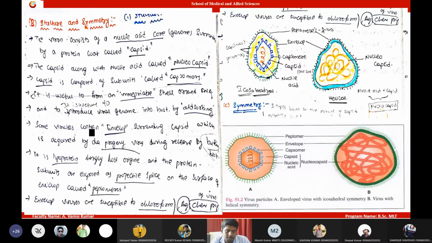Okay, then let us see these points now. The virion consists of nucleic acid, which can be either DNA or RNA, and the outer protein is called capsid. The capsid along with the nucleic acid is called nucleocapsid. Capsid is composed of subunits called capsomers. It is useful to form an impermeable shell around the DNA or RNA, and also it is useful for insertion of DNA during adsorption. Some viruses contain an envelope surrounding the capsid. They are called enveloped viruses, and others are called non-enveloped viruses. On the surface of this envelope, we will find protein spikes called peplomers. Enveloped viruses are susceptible to chloroform and alcohol agents.